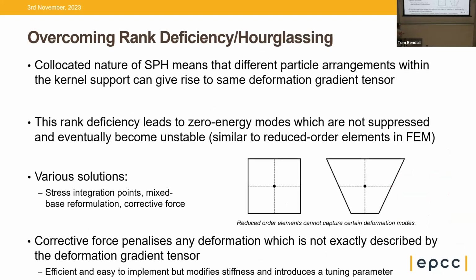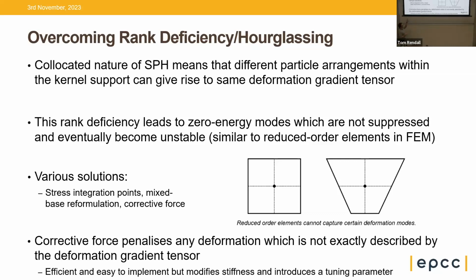And then the final issue is rank deficiency. This occurs because of the collocated nature of SPH, where you have velocities and stresses defined in the same location. What this means is that your deformation gradient tensor is not unique to the particle arrangement. So you can have two different particle arrangements that both give the same deformation gradient tensor, and therefore give the same stress, which therefore means that there's no stiffness to stop those two modes occurring. So those modes can be excited without any actual energy added to the system.